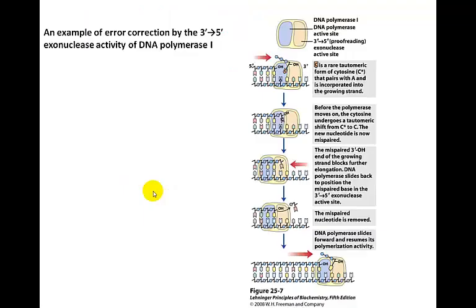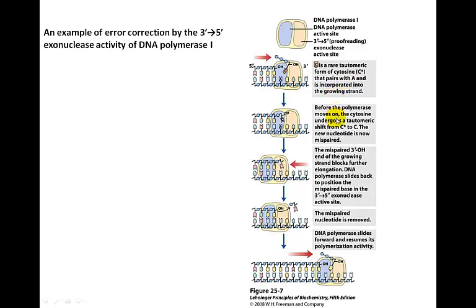Very, very precise. So here's an example of error correction by 3' to 5' exonuclease activity of DNA polymerase 1. So this is the prokaryote, but it's also true for the eukaryote. So here's the DNA polymerase, DNA active site, and here's our 3' to 5' proofreading exonuclease active site. So C is a rare tautomeric form of cytosine that pairs with A rather than a G. So usually we have CG base pairs. Now we're going to have a CA base pair, in which one of our ketones becomes an enol that pairs with A as incorporated in the growing strand.